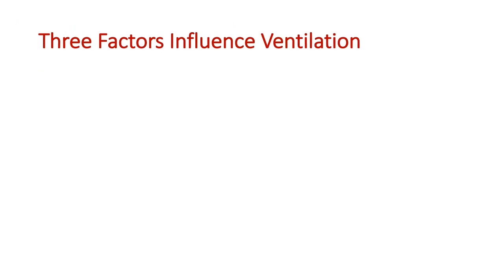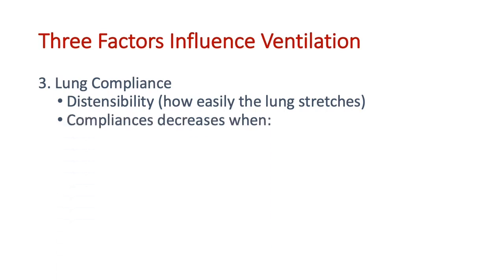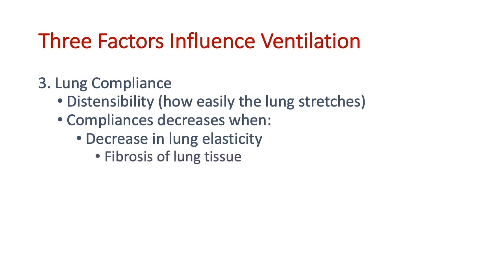The third factor to influence ventilation is lung compliance. Lung compliance is dependent upon how easily the lungs stretch. Healthy lungs will distend very easily. They are elastic, and you have surfactant being produced in the alveoli to decrease surface tension. Compliance decreases when certain diseases replace the elastic tissue in the lungs with fibrous connective tissue or scar tissue, making it more difficult for the lungs to stretch. This condition is called fibrosis.